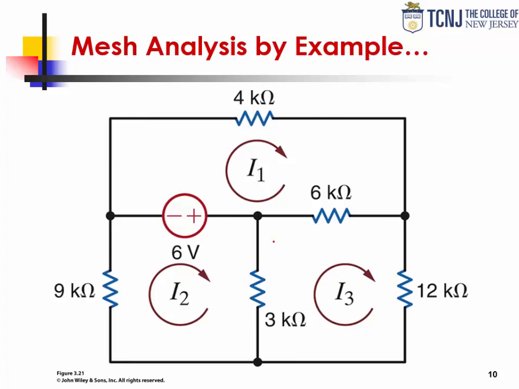And finally, we have the equation for the mesh where I3 has been defined. Let's start over here. So I'm going to say that 6K times the quantity I3, positive because I'm going in the direction of I3, minus I1 on the other side, going in the opposite direction of I3, plus 12K times I3 plus 3K times the quantity I3 minus I2. And those are the three equations for each of the meshes in the circuit. And remember that once you write those voltage equations around a mesh, you will equate to 0 because you are really writing Kirchhoff's voltage law equations.